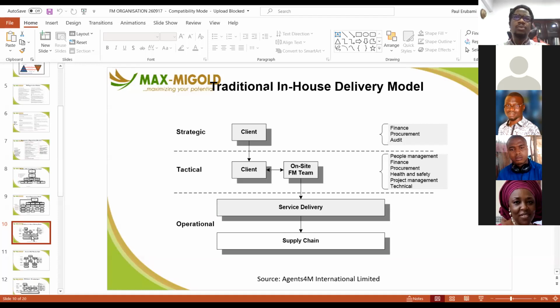The first thought that comes to your mind is you employ everybody you need. So when you need this supervisor, you employ him. When you need that, you employ that. You start buying, stocking materials. You're basically maintaining in-house.